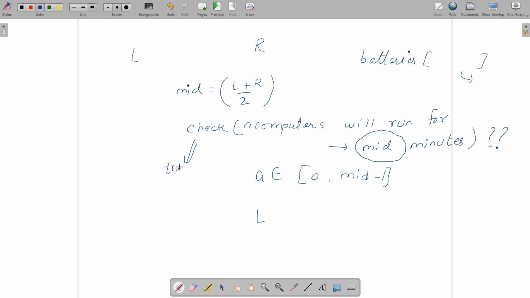It will return either true or false. So if it returns true, then I will check for some bigger value, so I will assign L as mid plus 1, and if it returns false, I need to check for some smaller value, right? So I will go for mid minus 1. Okay, so this is the entire concept.